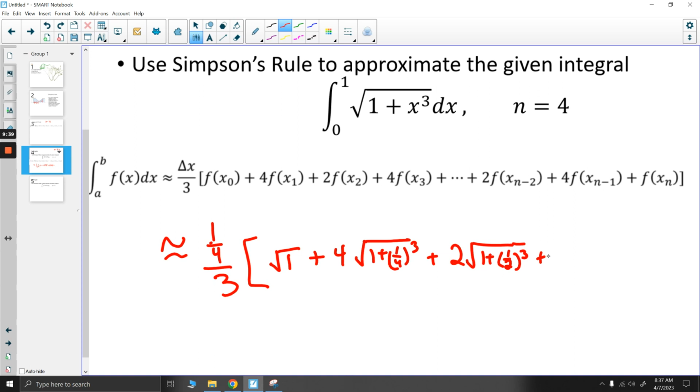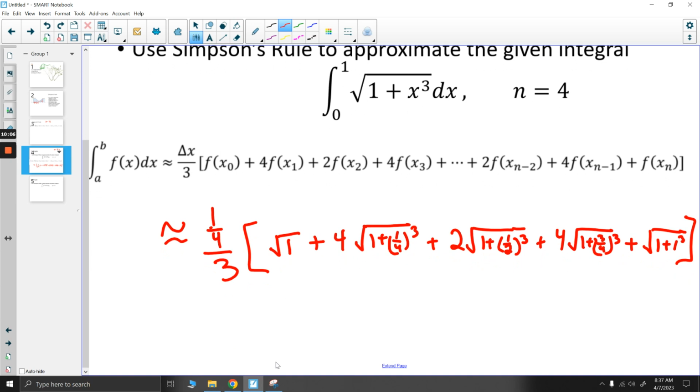Plus, now we go back to 4. So it always goes original, 4, 2, 4, square root of 1 plus 3/4 cubed. Plus, then our last one. Our last value here is just the regular, so square root of 1 plus 1 cubed. All right, so that is our area.